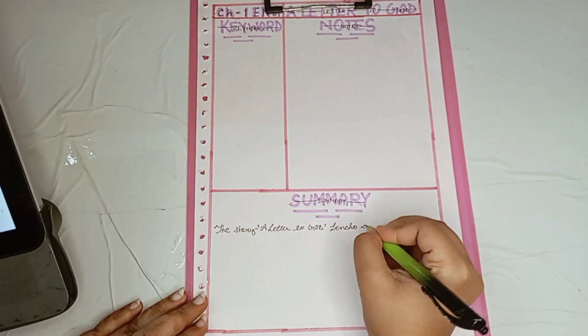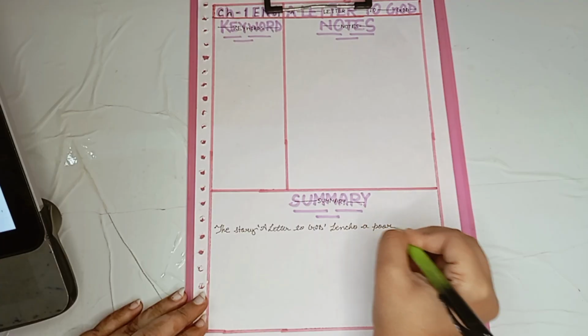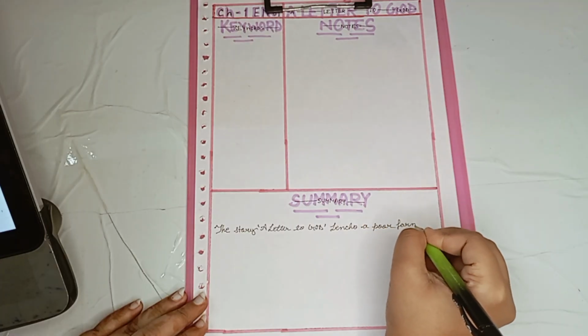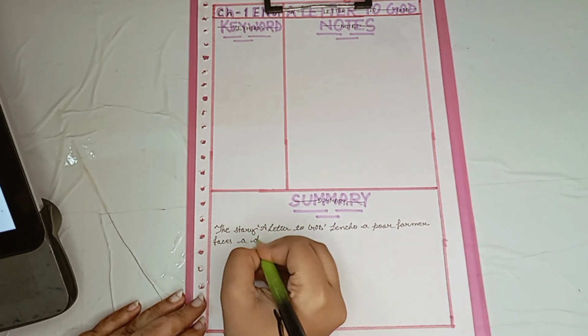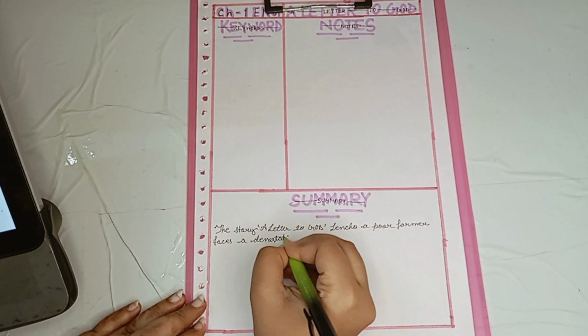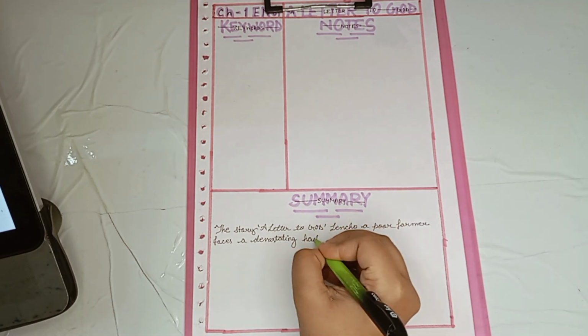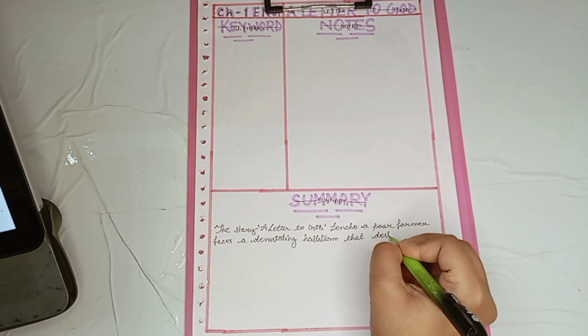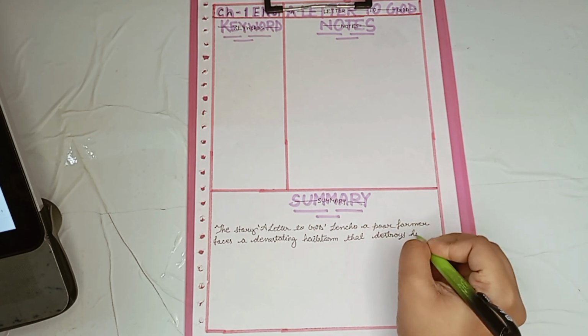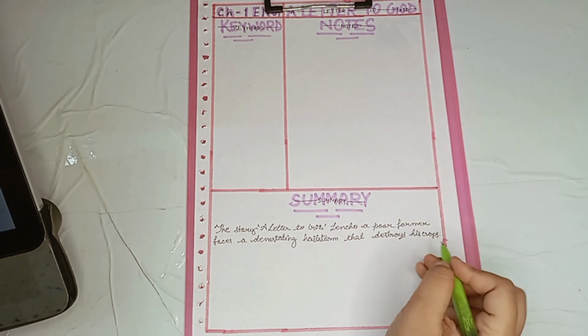And summary means within a few shorter lines you are going to summarize the whole chapter, which is going to be easy for you to revise. Once you read that particular summary section, it will be easy for you to revise the chapter efficiently and effectively. So that is what the whole method states.